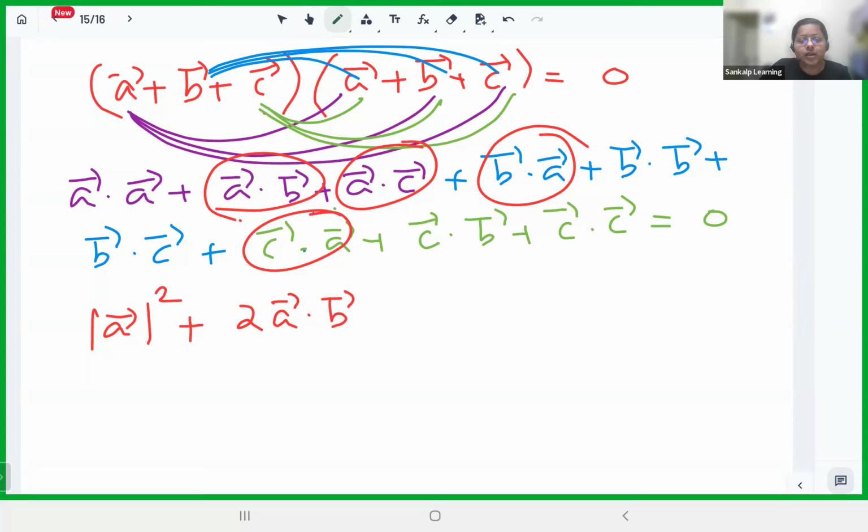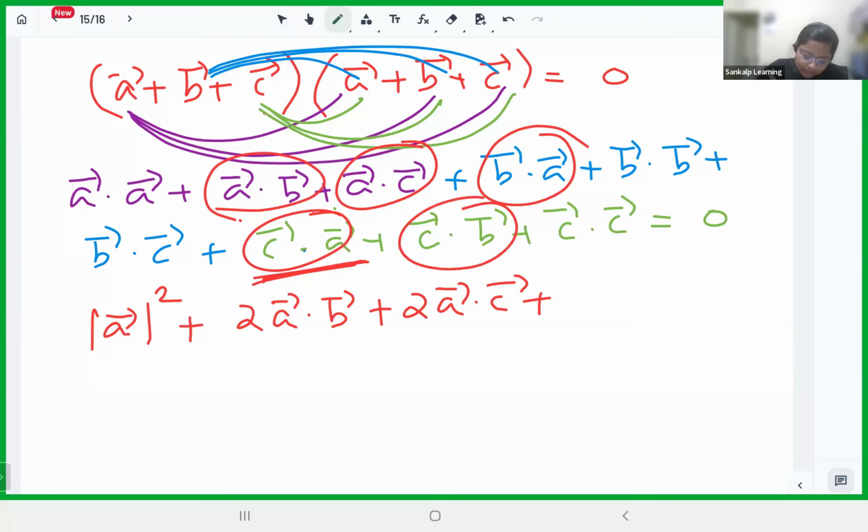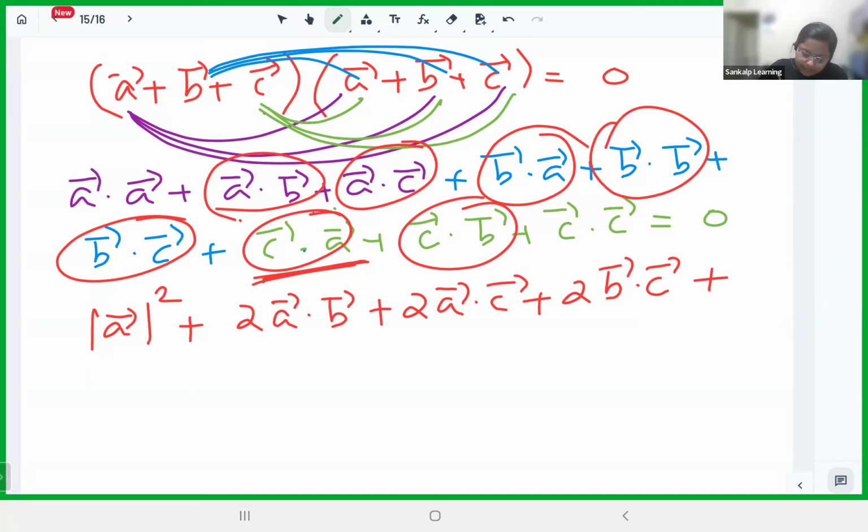So A dot C and C dot A, since both are same, we can write this as 2 into A dot C, which means we can replace the C dot A with A dot C also. Plus then C dot B and B dot C, both are same. B dot C and C dot B are same. So this is equal to 2 into B dot C. Plus, what about this vector B dot vector B? That is equal to magnitude of vector B square, and vector C dot vector C is equal to plus magnitude of vector C square is equal to 0.